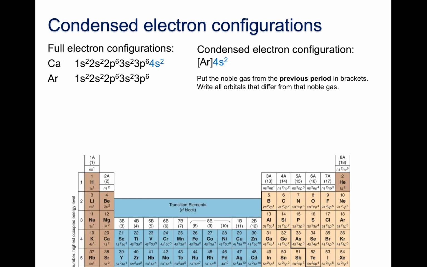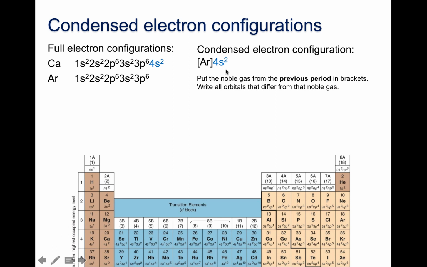So let me explain these condensed electron configurations in detail. Some of you are looking at the condensed and want to write that because it's a lot shorter and there's less room for error, and I agree with you. So the full electron configurations are what we've been writing so far, and the condensed are significantly shorter.